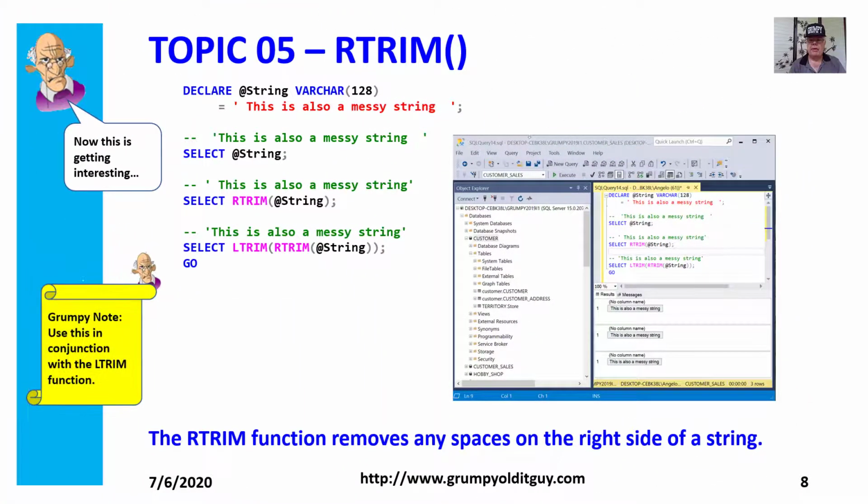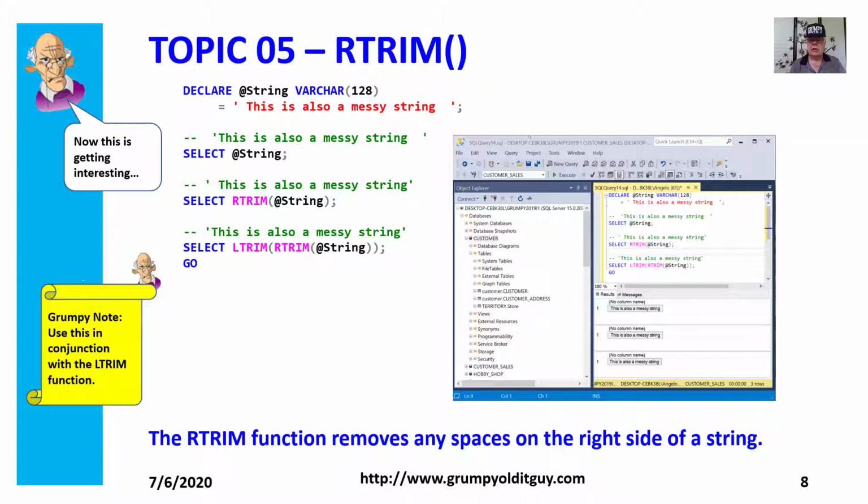Now, if we have any blank spaces in the end of our string and we want to get rid of them, well, the RTRIM function does the trick. RTRIM stands for right trim. Okay, you probably guessed it. Our example, just like the others, declares the usual string variable called @string, data type VARCHAR, variable character, length of 128. Just did a little copy and paste job for these.